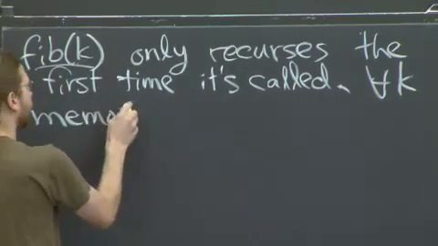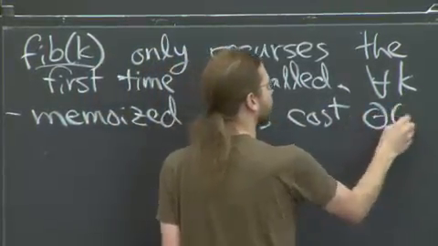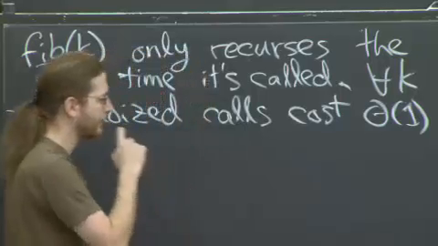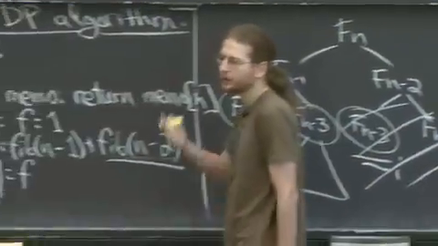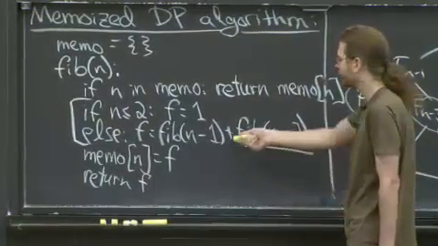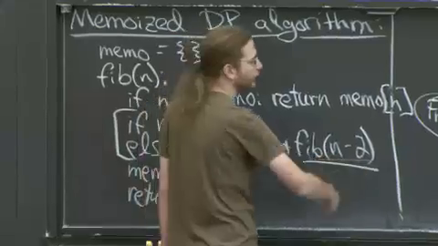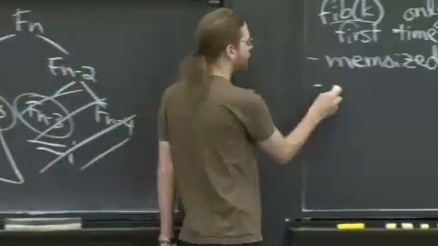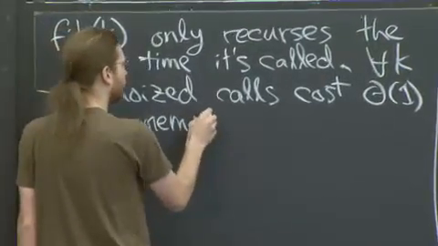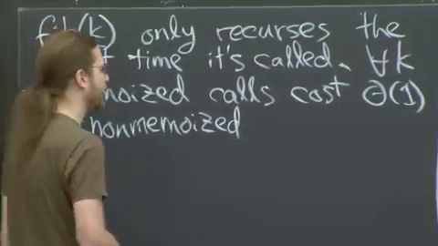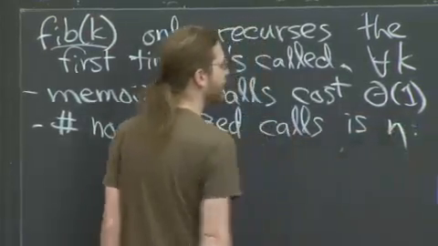So the memoized calls cost constant time, so we can think of them as basically free. When you call Fibonacci of n minus 2, because that's a memoized call, you really don't pay anything for it. I mean, you're already paying constant time to do addition and whatever, so you don't have to worry about the time. There's no recursion here. And then what we care about is that the number of non-memoized calls, which is the first time you call Fibonacci of k, is n. No theta is even necessary.